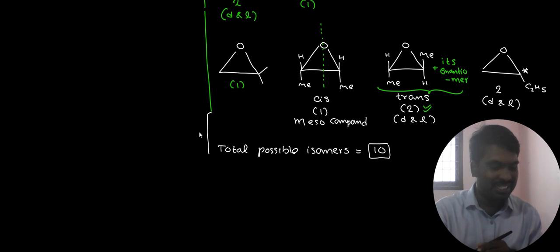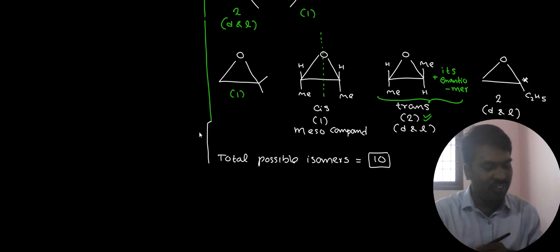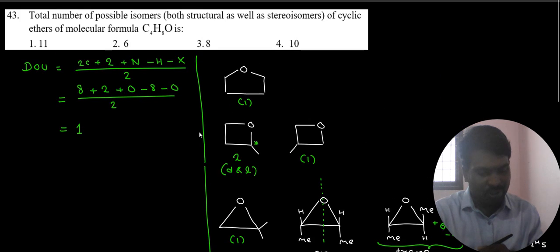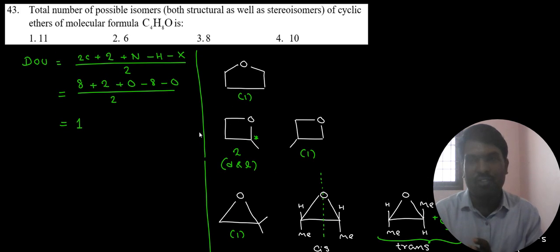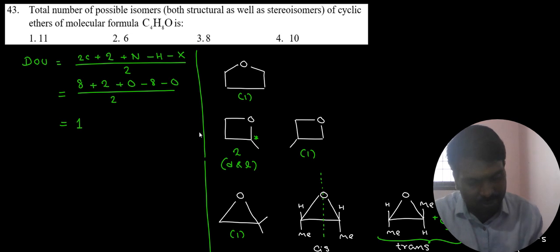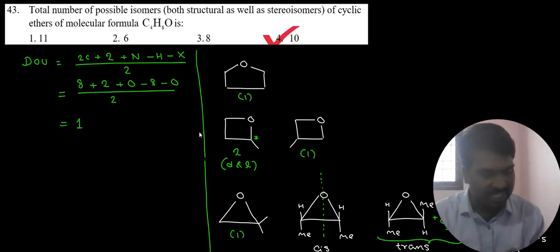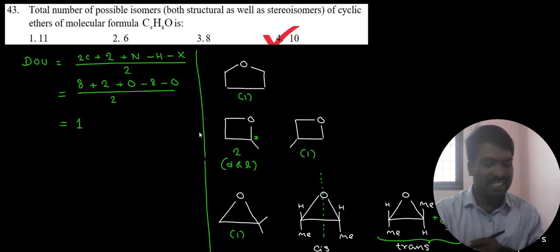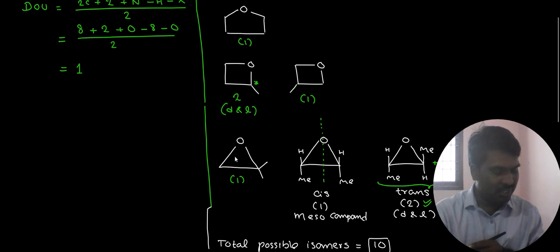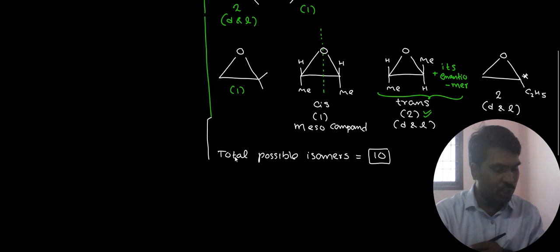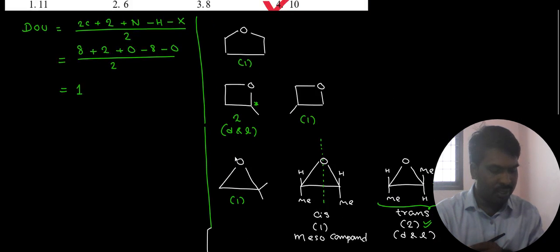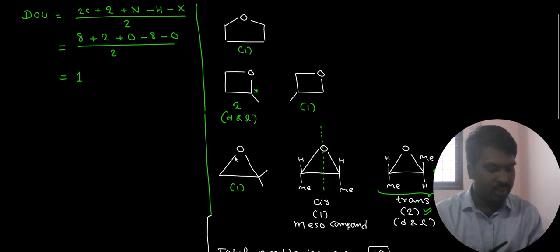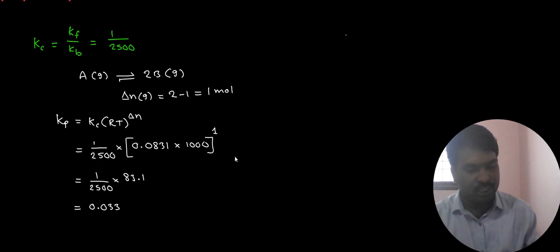So I hope everyone understood this solution. Now for this molecular formula C4H8O, how many stereoisomers exist? 10 stereoisomers. So option 4 is the right answer. So please observe this detailed solution. Now moving to the next question.